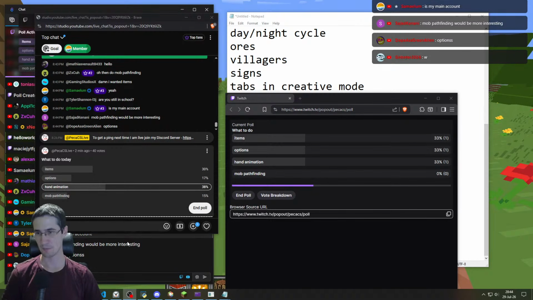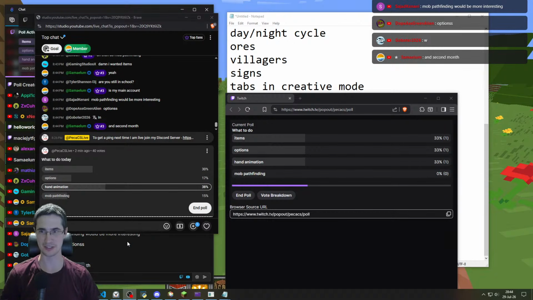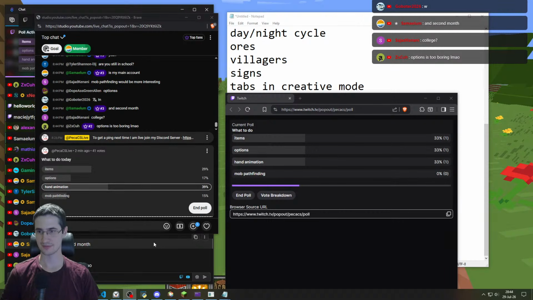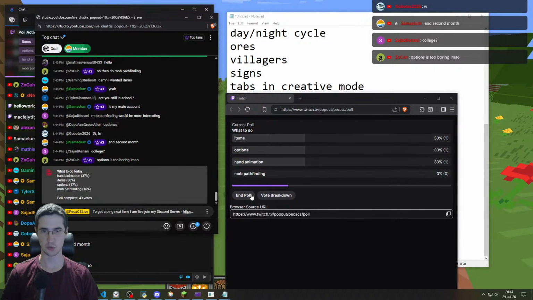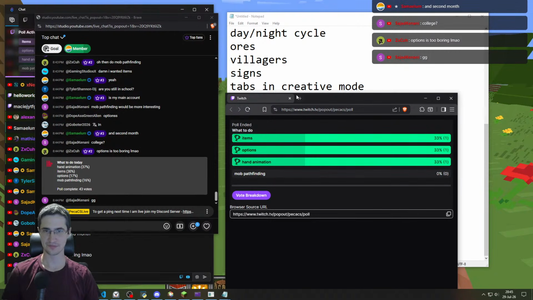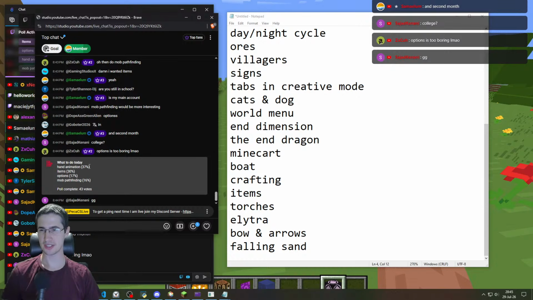Mob pathfinding would be more interesting. Yeah, I also prefer mob pathfinding. But let's end the vote, chat. Okay, we're ending the vote. And Twitch, as always, cannot decide. Twitch is always like 50-50. Twitch never manages to pick an option. Okay, so we're doing hand animation.